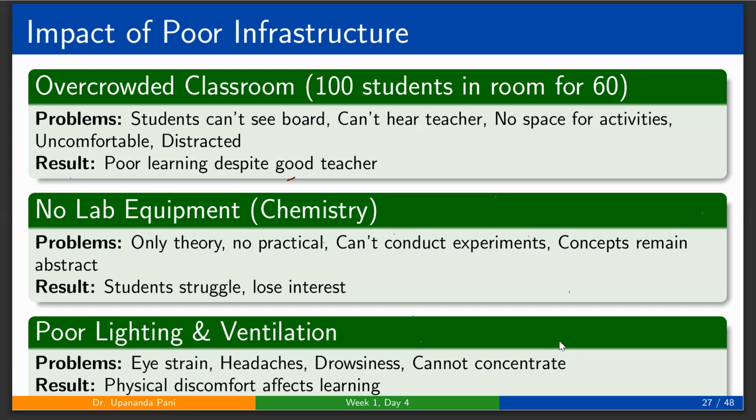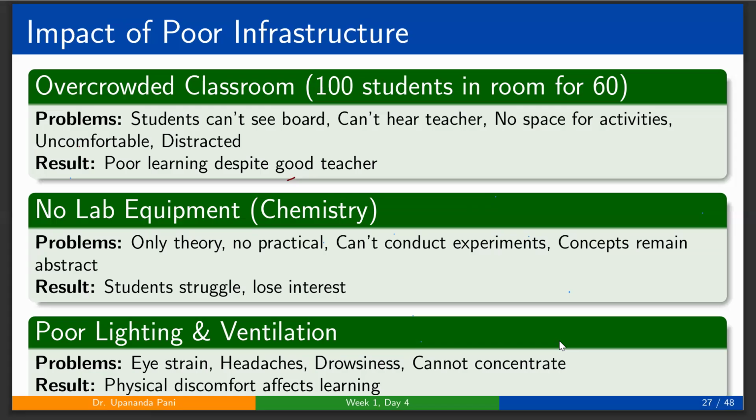So, overcrowded classroom. Let's say there are 100 students in a room meant for 60. Then the problem is the students cannot see the board, they will not be able to hear the teacher, there is no space for the activities, they will be uncomfortable, they will be distracted. Now, what is the result? Poor learning, despite you having a good teacher, an excellent teacher.